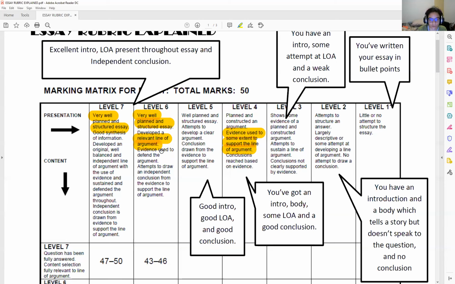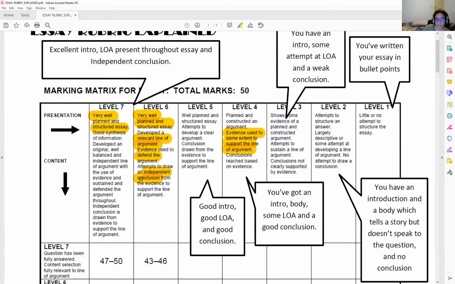It's relevant, it answers the question. And it defends the argument of saying that Goldilocks was wrong. And now here's where the difference comes between level 6 and level 7. Attempts to draw an independent conclusion. So what is an independent conclusion? I'm just speaking off the top of my head here, so don't expect brilliance.